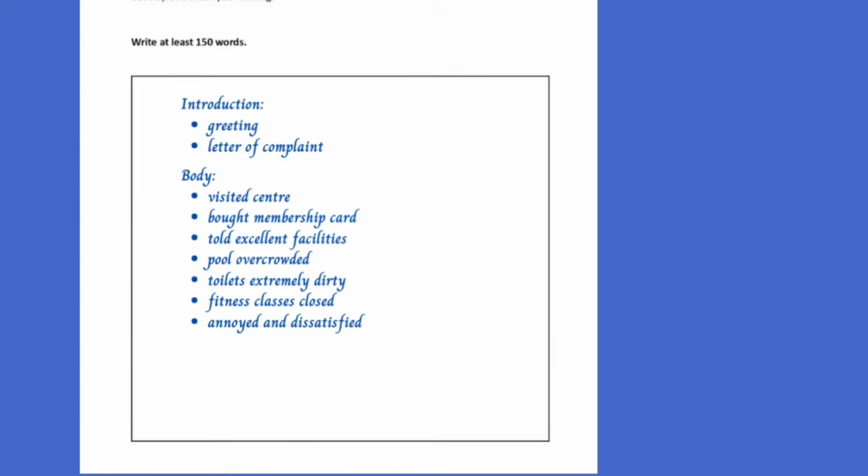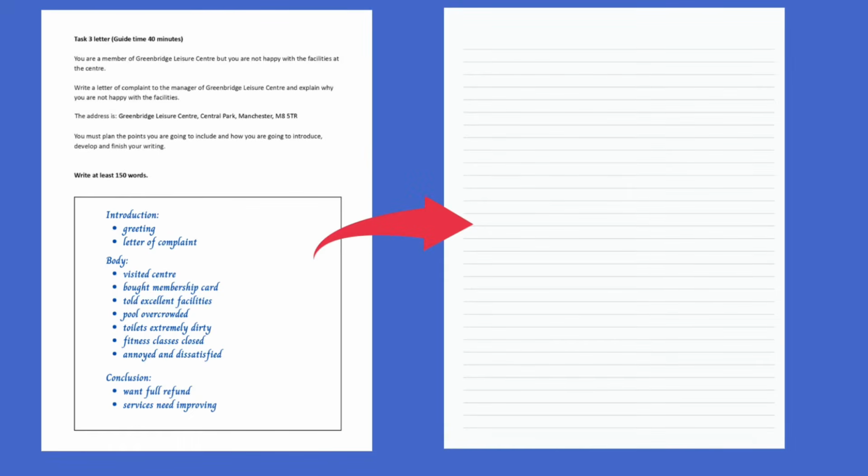Then you finish things off with a conclusion. You want refund, services need improving. You will add this at the end of your letter, just before the closing. Now it's time to use this plan to complete your writing in the sheet provided in the exam by Ascentis.